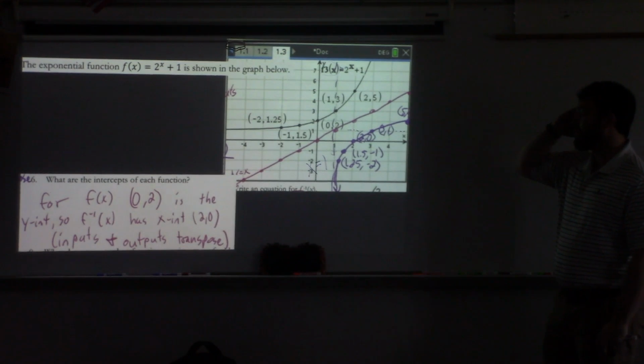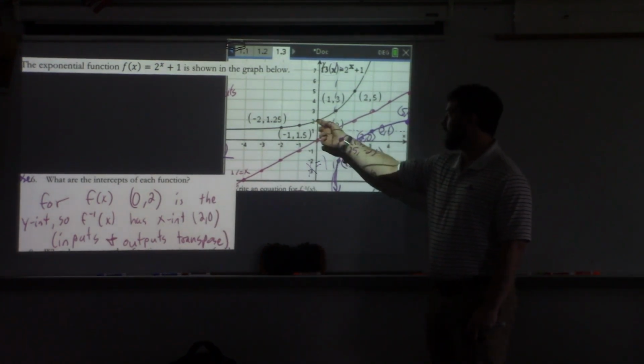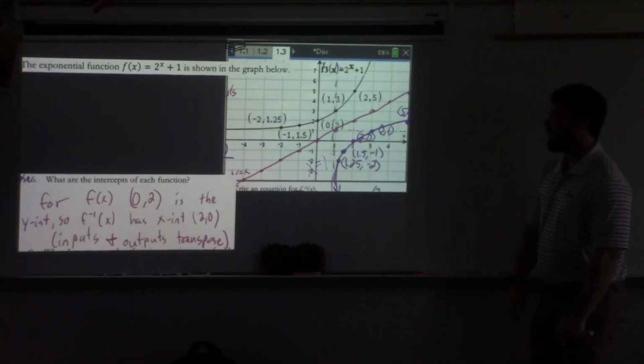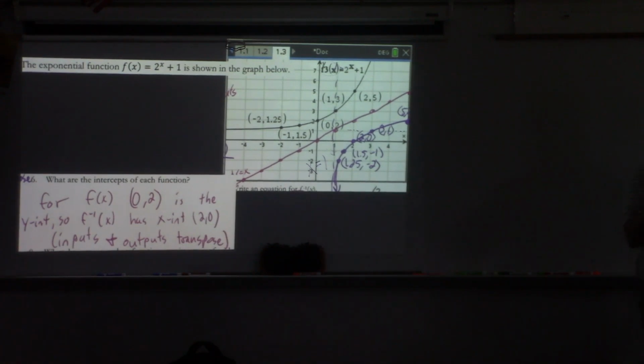That would be part of our evidence, wouldn't it? So that could get up to like a 4 plus. If you would just circle the points here on the y-axis and the point here on the x-axis, that's evidence of the intercepts. But one of the big things we always want to remember is the relationship between functions and their inverses. The inputs and the outputs transpose, right? The x and y switch, and that's stronger evidence of understanding.